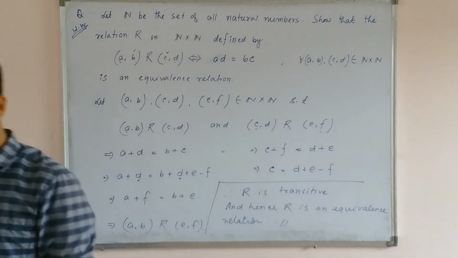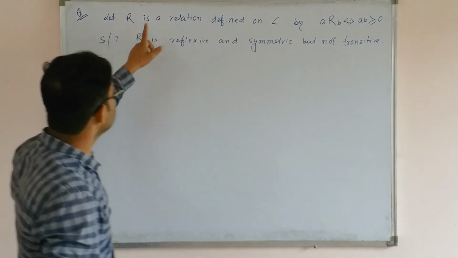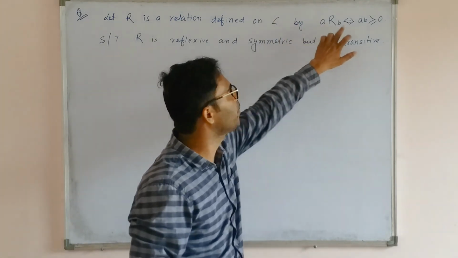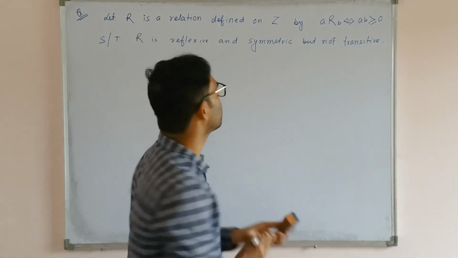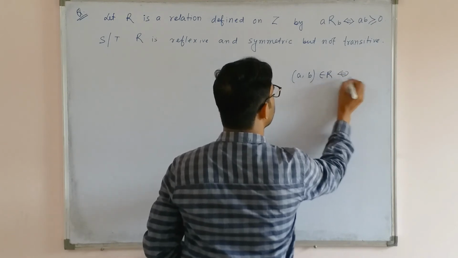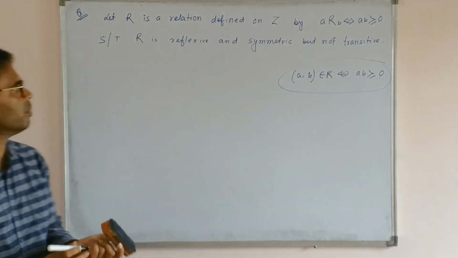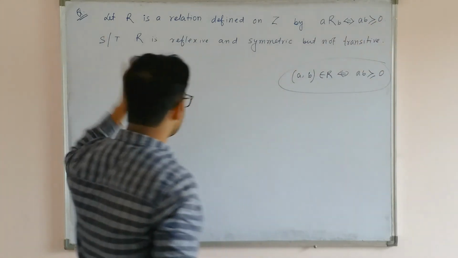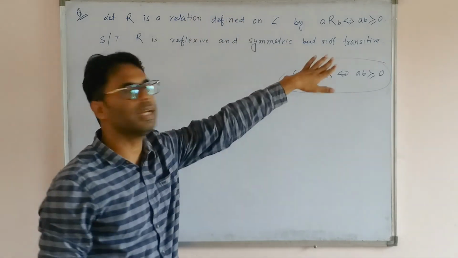So let me take another question. This is our question. Let R be a relation defined in the set of integers Z, and the definition is given: a R b implies the product ab is greater than or equal to 0. So a R b implies the product is greater than or equal to 0. We have to show that this relation R is a reflexive relation and a symmetric relation but not a transitive relation.